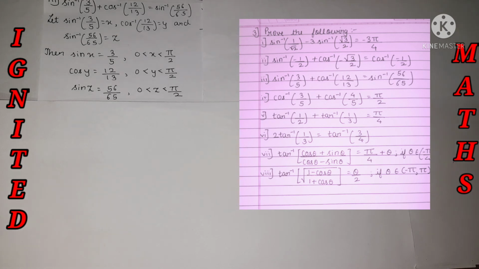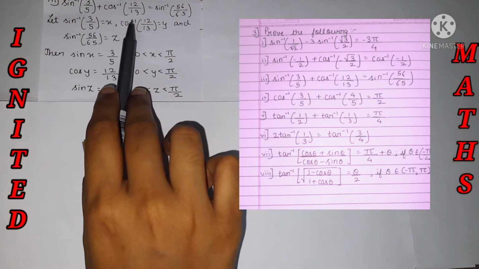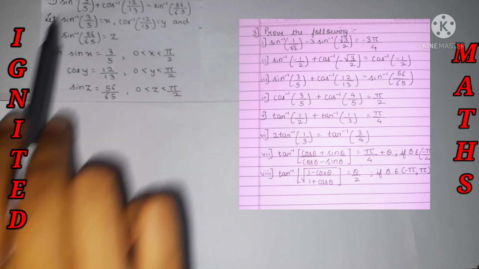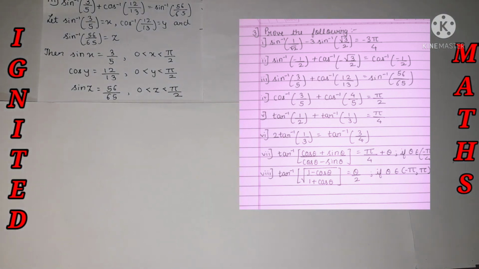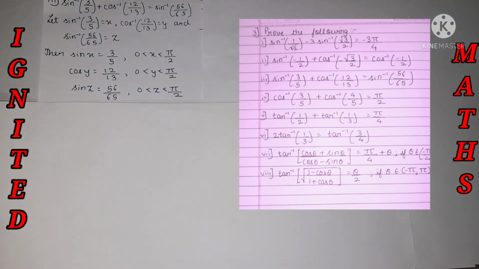Here the LHS value is given and the RHS value. We have put the value as sine inverse of 3 by 5 is equal to x, cos inverse of 12 by 13 is equal to y, and sine inverse of 56 by 65 is equal to z. Yes, it's based on sine and cos inverse. So we have represented them as x, y, z for doing such a calculation in the easiest form.